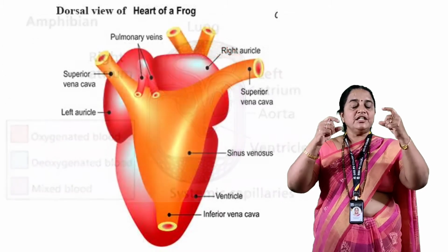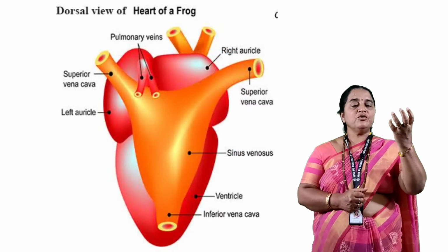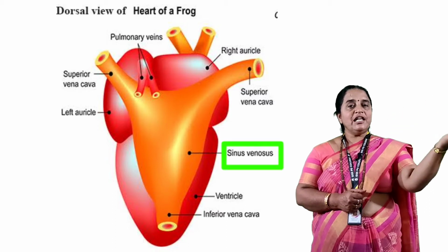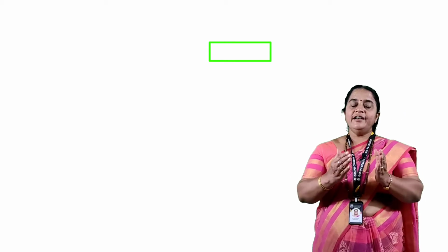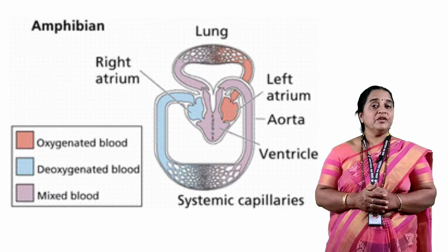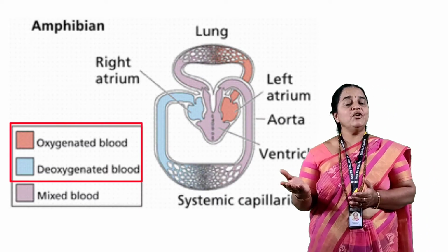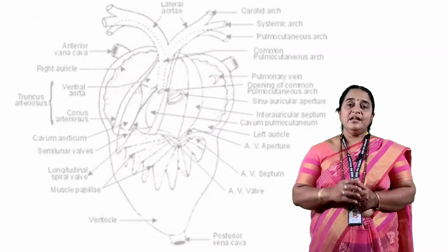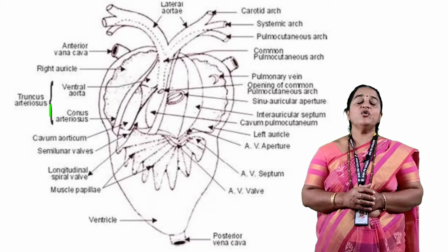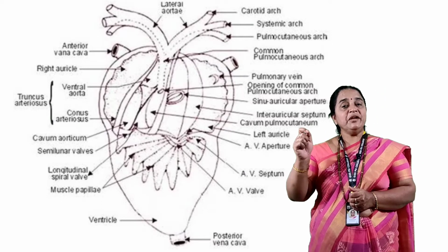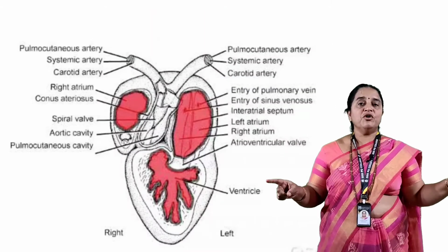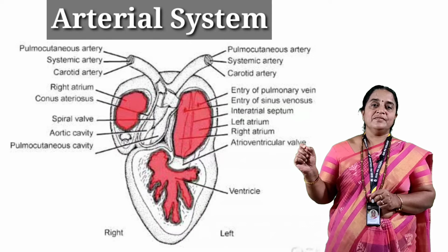There is a flap which forms a chamber known as sinus venosus, which collects deoxygenated blood from all parts of the body and pours it into the right atrium. Both the blood flows enter into a common ventricle. It doesn't have an interventricular septum. So in the ventricle, both oxygenated and deoxygenated blood flows will mix. There's one more flap forming the sac, conus arteriosus. This conus arteriosus gives the mixed blood to different parts of the body through the arterial system.